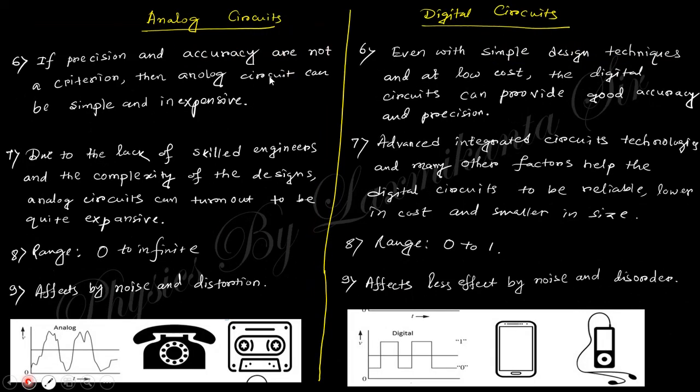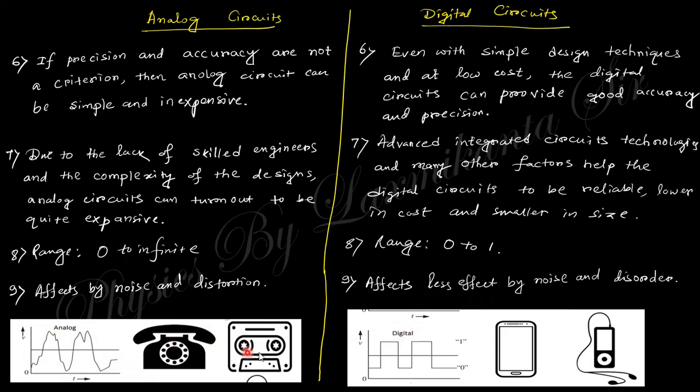Next, if precision and accuracy are not criteria, then analog is okay. But when precision and accuracy are required, then the analog circuit will be expensive because of the components, but in digital the cost is low. In terms of range, in analog the value will be 0 to infinite, but in digital the value will be 0 to 1. And analog is affected by noise, distortion, etc. You can see this is the distortion, but in digital there is no such effect.